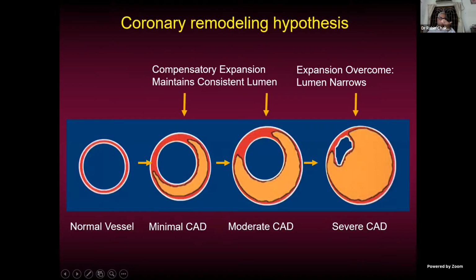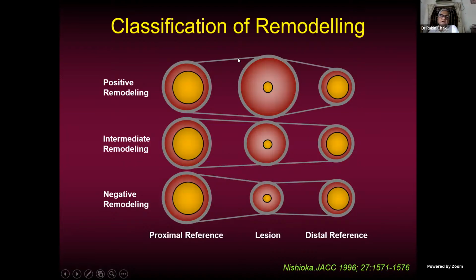Coronary remodeling hypothesis, again I said, this is a remodeling. This is not normal. This is minimal coronary artery disease, moderate and severe coronary artery disease. Expansion overcome, lumen narrow. This is severe coronary artery disease. Remodeling classification, we call positive remodeling, intermediate remodeling, and negative remodeling. This is a proximal reference, positive remodeling, intermediate remodeling, and then distal reference. So you have to understand which one is negative remodeling, which one is positive remodeling.